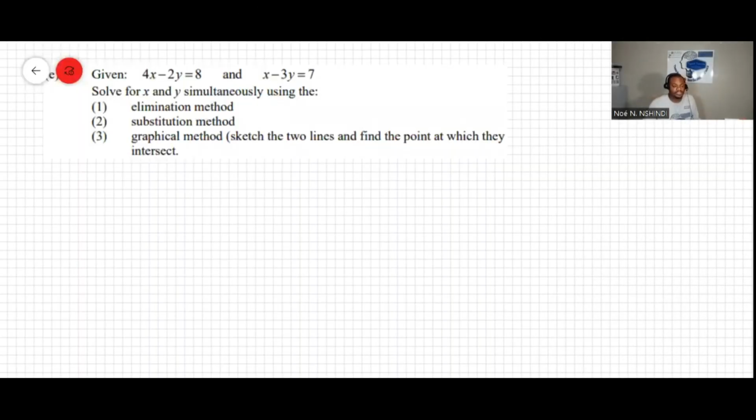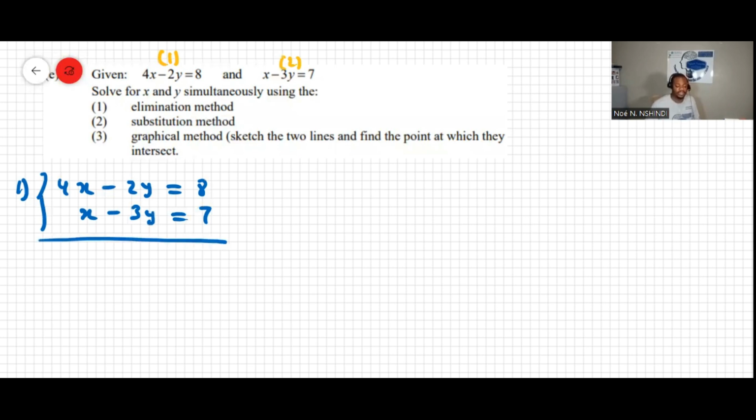Well, we have another question here, question E. It says that given these two equations, solve for x and y simultaneously using, question 1, the elimination method. By elimination, I first prefer to label my equations. I call this one equation 1, and this one equation 2. Now, elimination method. Here I'll say 4x minus 2y equals 8, and there we have x minus 3y equals 7.